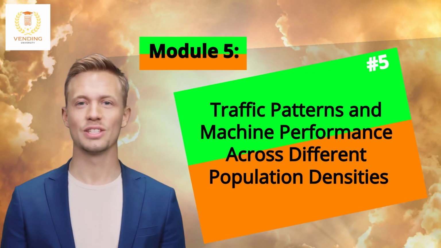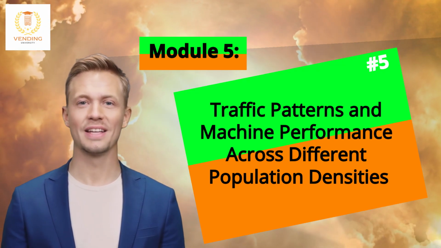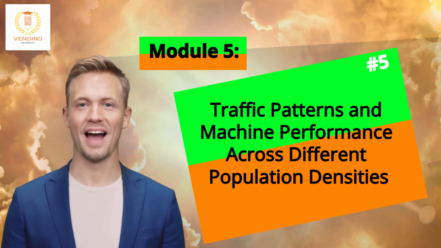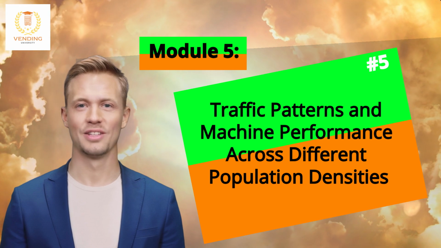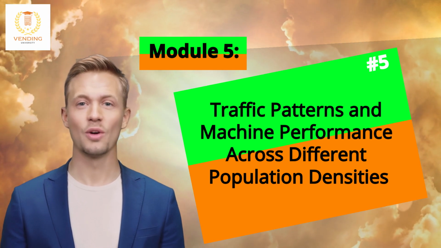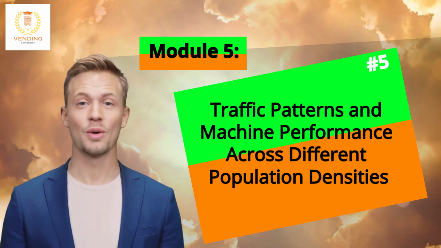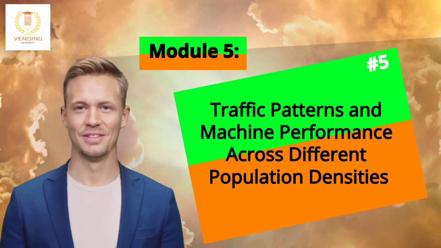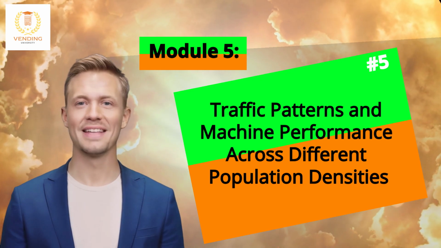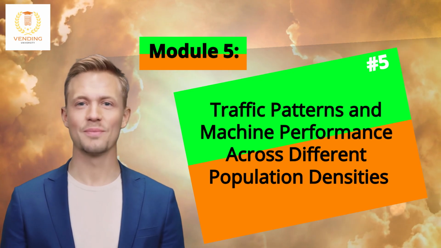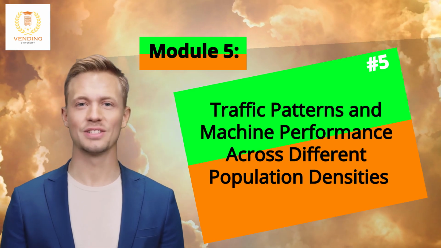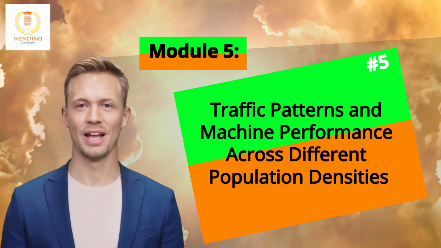Urban machines tend to experience peak hour surges that quickly empty popular items, making it crucial to track which products sell fastest. Rural machines, by contrast, generate steady but slower turnover, providing operators with predictable weekly patterns. By studying these traffic and density differences, you gain the ability to forecast performance accurately and manage machines in ways that reduce waste, increase uptime, and improve customer satisfaction across all types of locations.